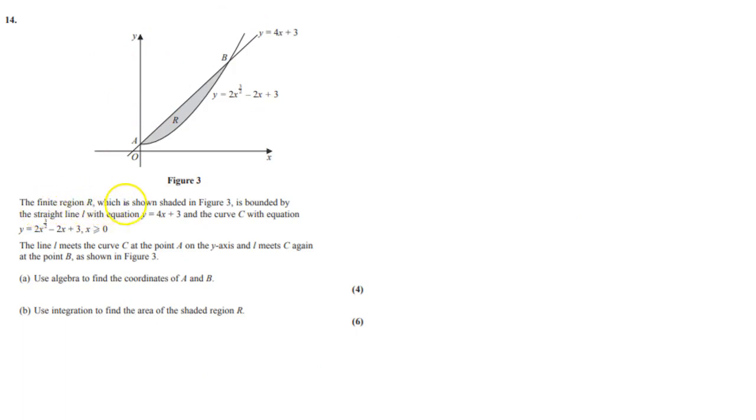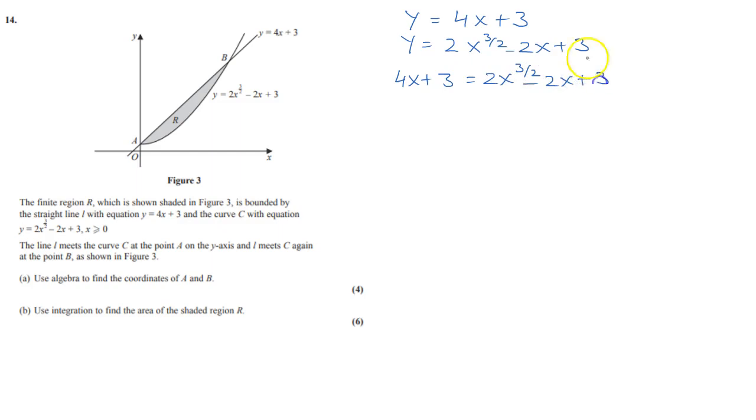Question number 14. The finite region R, which is shown shaded in figure 3, is bounded by the straight line. This is a straight line, that is y is equal to 4x plus 3. And a curve with equation y is equal to 2x to the power 3 over 2 minus 2x plus 3. They are intersecting at A and B, so we simplify it. So we can write that 4x plus 3 is equal to 2x to the power 3 over 2 minus 2x plus 3. 3 and 3 cancel. So 2x to the power 3 over 2 minus 2x minus 4x is equal to 0. So x to the power 3 over 2 minus 2x is equal to 0.